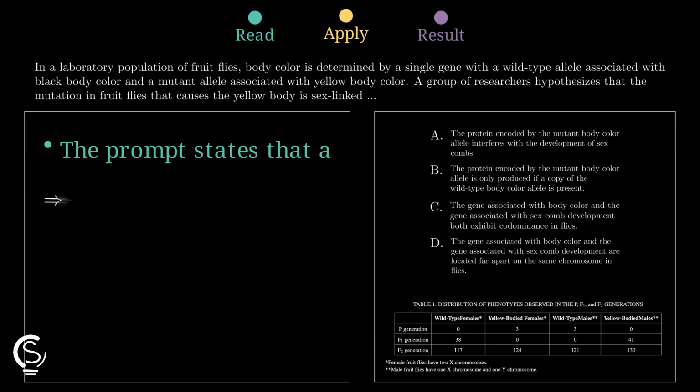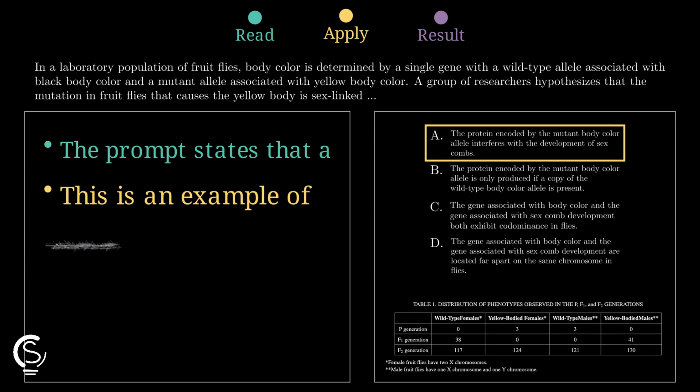So option A works because it gives a clear mechanism. The mutant allele produces a protein that disrupts normal sex chrome development in yellow-bodied flies.